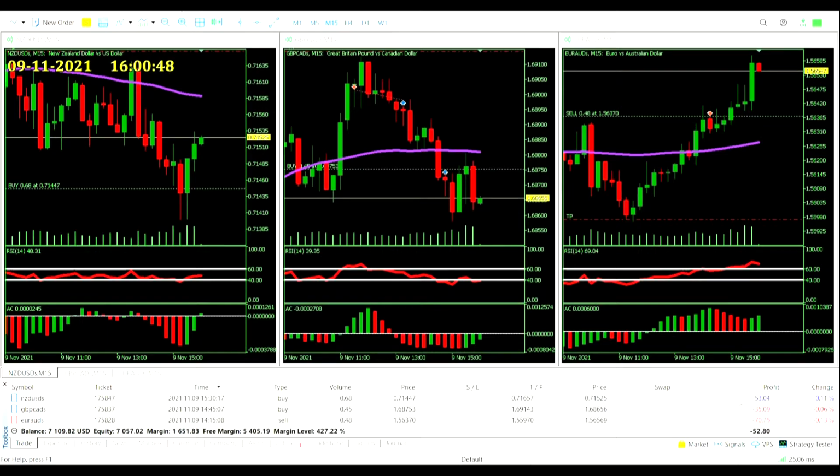Currently up $53. Not doing quite as well on the other charts, particularly the Euro Aussie dollar getting away from us a little last period. But at least we do have something optimistic looking in this New Zealand dollar, US dollar. Let's find out in 14 minutes if that profit holds up.